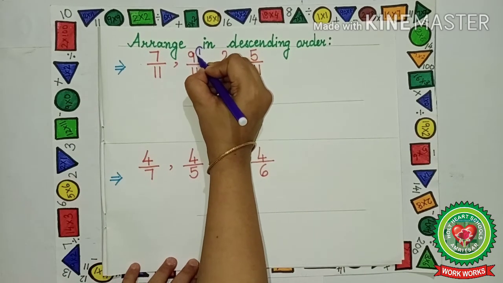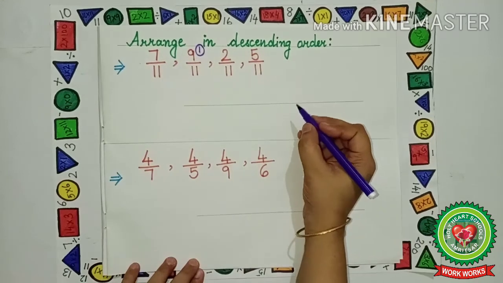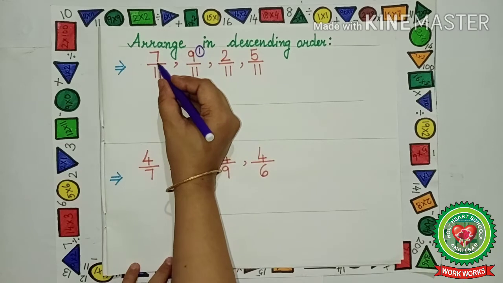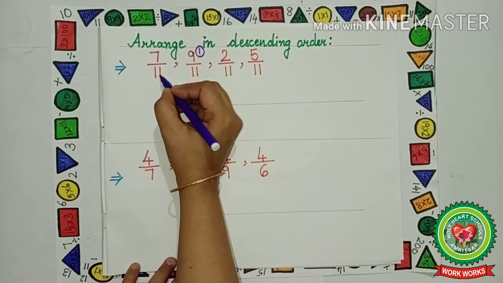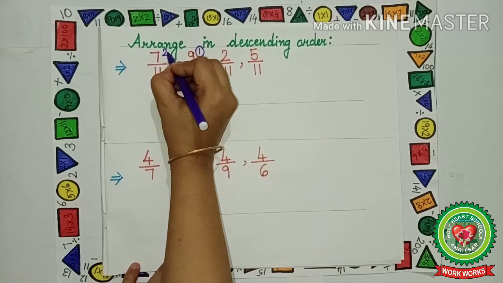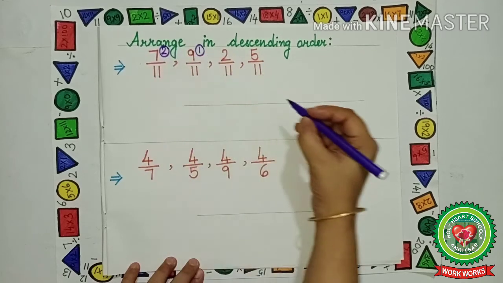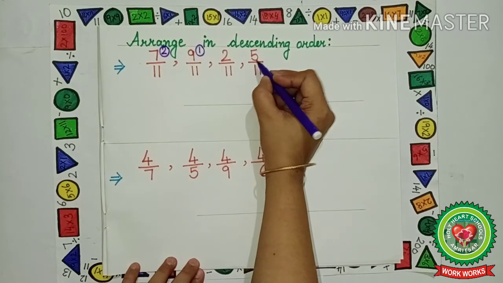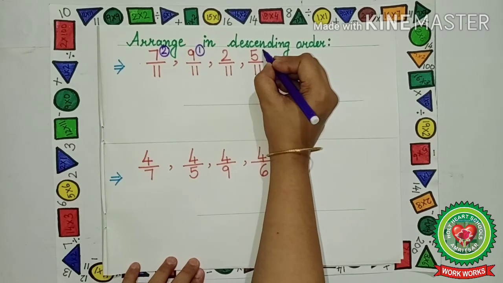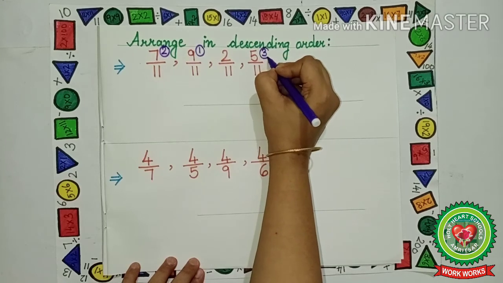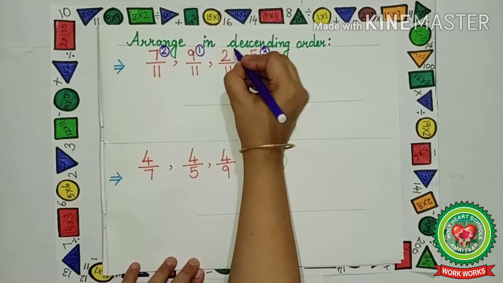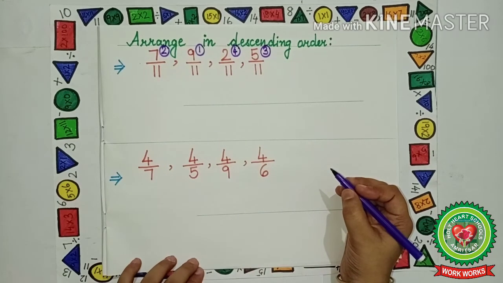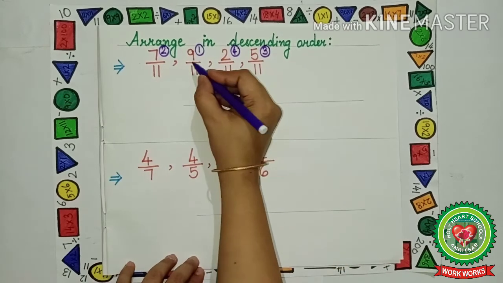So we will write over here 1. Now let us see among 7 to 5. Which is the biggest one? That is 7. So 7 upon 11 will be the next in the order. So we will write over here 2. Now among 2 and 5, which is the biggest? That is 5. So 5 upon 11 will be the next fraction. And the last one will be 2 upon 11. So let us write the descending order. So first one is 9 upon 11.